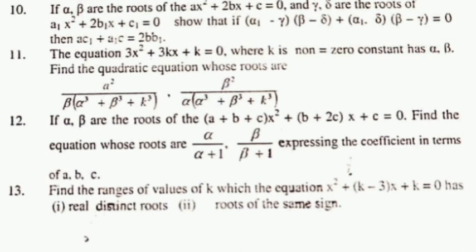For the final one, just use b squared greater than 4ac for the first question. The second question is b squared equals 4ac, and you get your answer.